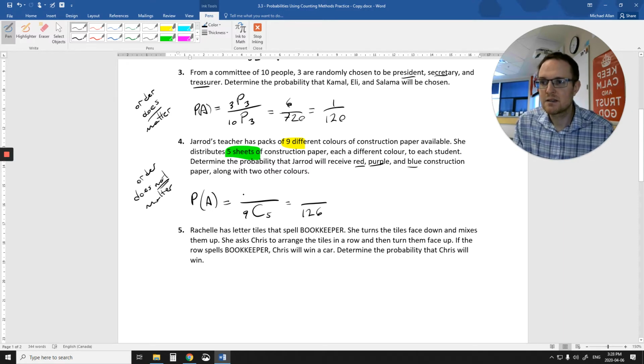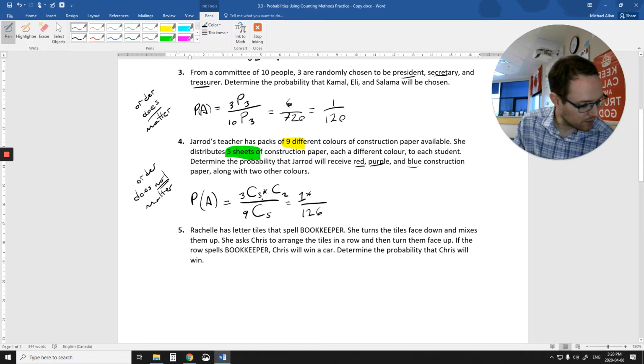And then of these 3 very specific colors, he wants all 3 of those colors. That's just 3C3. That's just going to be 1. If you ever do the math on that, it's going to be 1 times, there's supposed to be a little times sign there. He wants 2 other colors. Of how many sheets are there? So we used 3 up already. The teacher's not going to give him duplicates. So there's only 6 more colors here. So 6C2. 6C2 is like 15.